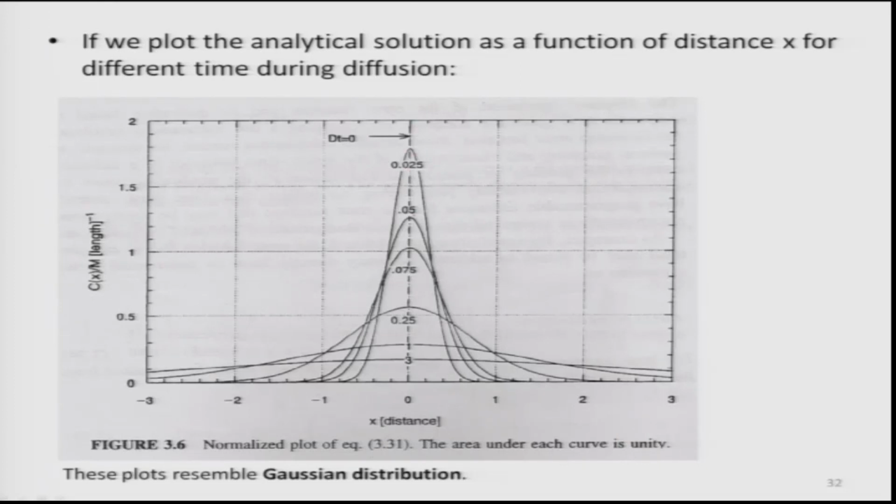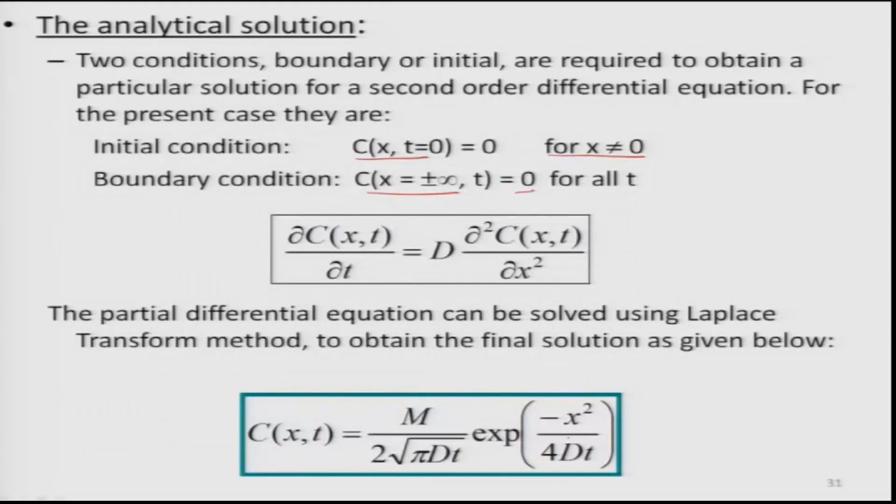If you plot that solution, that is your x equal to 0, there is a spike here. You see here, then slowly the spike is getting reduced. As you see, this is Dt equal to 0, that means t is equal to 0, then Dt equal to 0.025, Dt equal to 0.5, 0.75, 0.25 and 3. So, when Dt is very large or time is infinite, it has become homogeneous all throughout. That is the idea. So, this plot is actually Gaussian type, because this equation is Gaussian. You see here, this is a Gaussian equation.